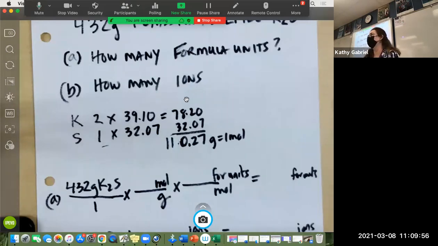Okay, so I have it all laid out. I haven't put any numbers in it. Odin, did you get the same molar mass as I did? 110.27. Okay, 110.